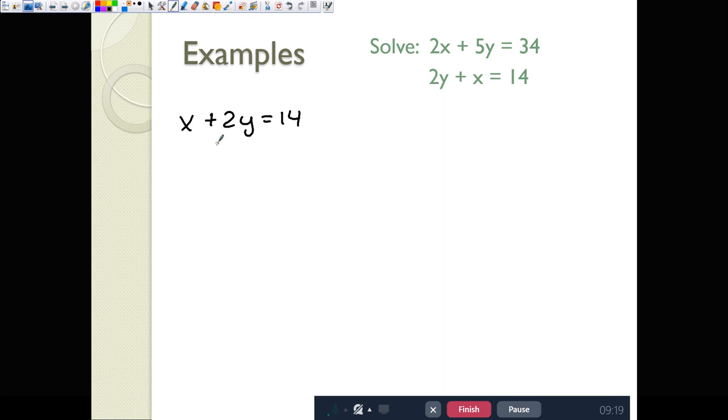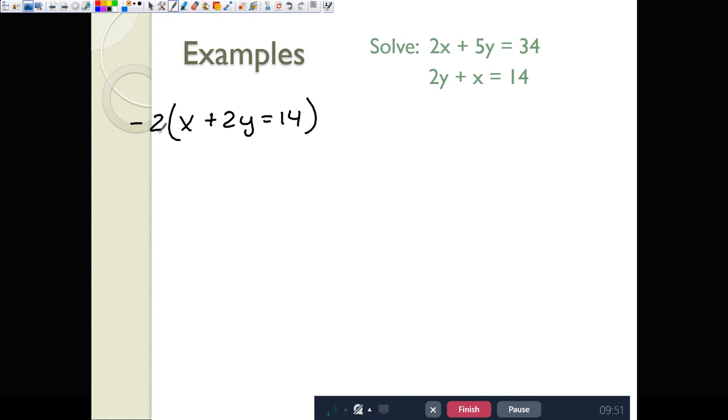Alright, so now I have a 2x and an x, so those are not opposites. And I have a 5y and a 2y, so those are not opposites either. So I'm going to have to multiply one of my equations by a number. Right now I have an x here and a 2x. What can I multiply x by to get me a -2? -2. So I'm going to multiply this entire equation by -2.